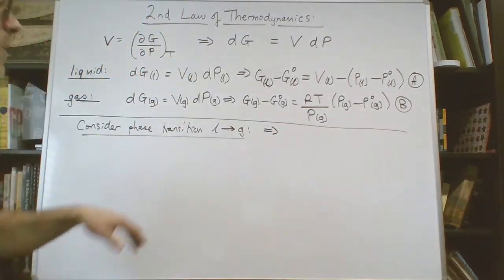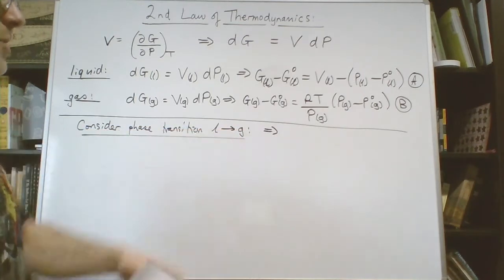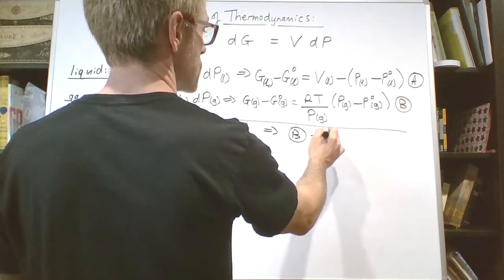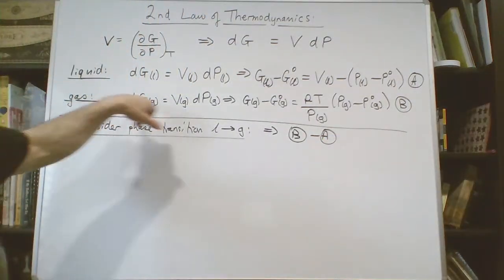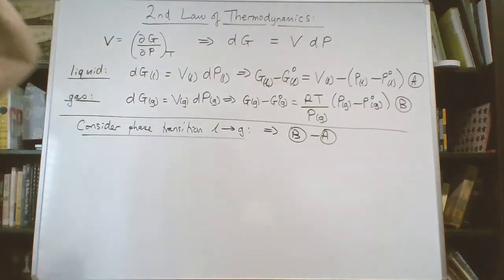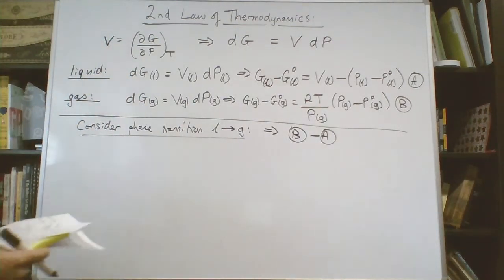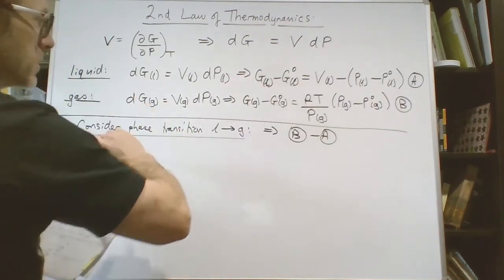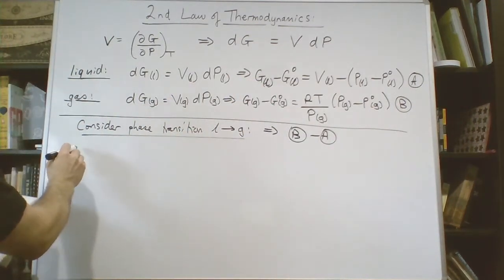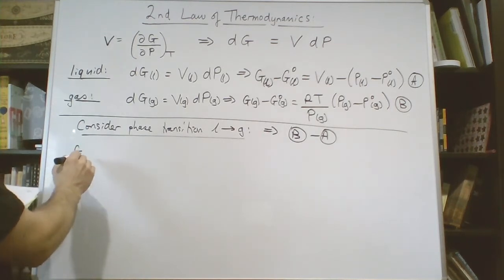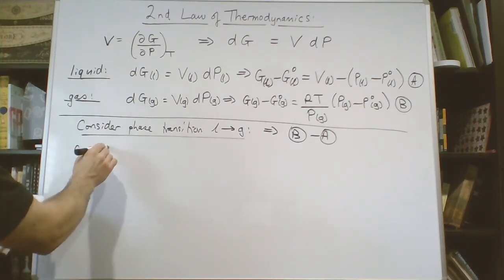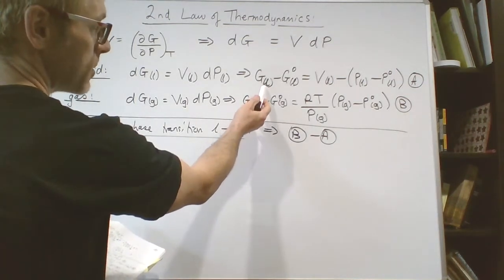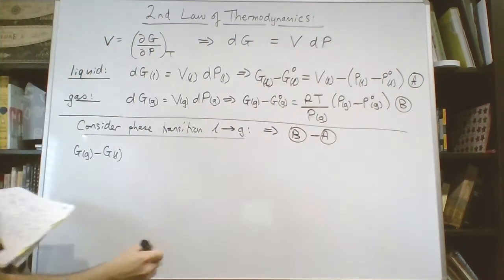So if our final state is the gas and our initial is the liquid, we want to consider equation B minus equation A. Equation B is our gas, equation A was our liquid. We're going to take the difference, so we want to subtract relevant terms from A from equation B. So we've got Gibbs free energy of the gas minus Gibbs free energy of the liquid. So that's this term minus that term, and then we take this term minus that term.